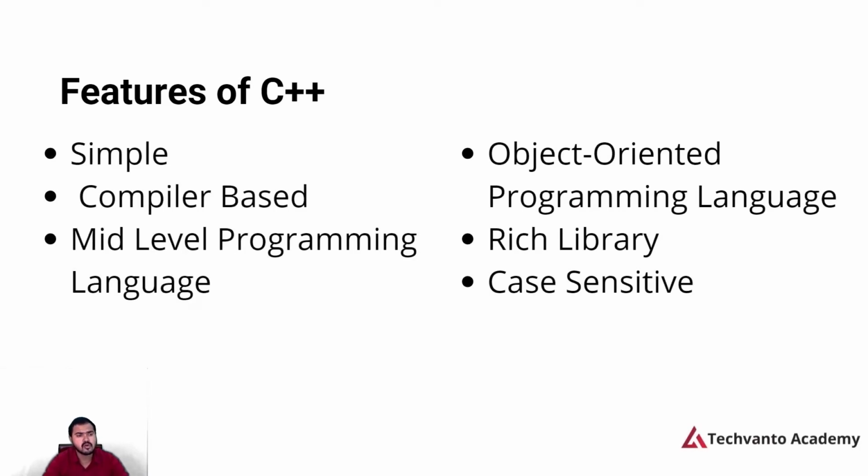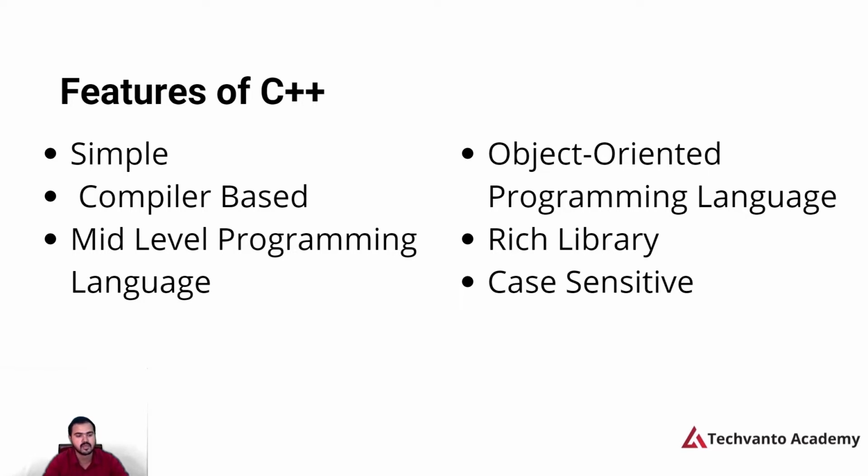Now let's talk about some of the features of C++ programming. C++ is very simple to use. It's very easy to learn and understand the code and syntax as well. C++ is a purely compiler-based programming language. If you want to execute the code, first it will compile the code and then execute it. If there are any errors, it will give a compile-time error or otherwise a runtime error. If there is no error, directly after compilation it will go to the execution part.